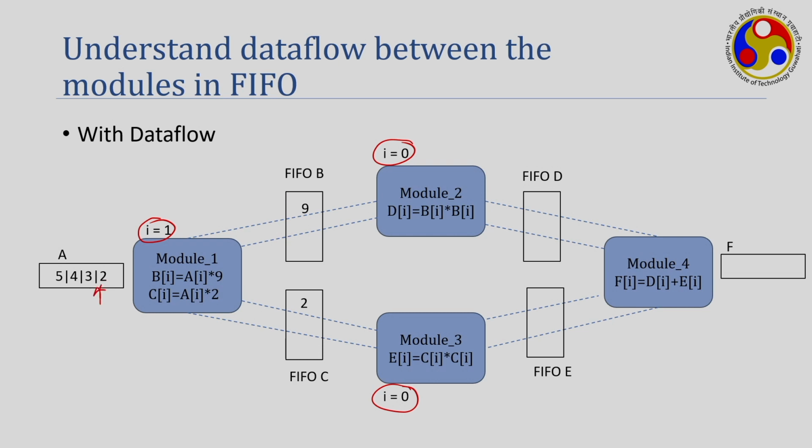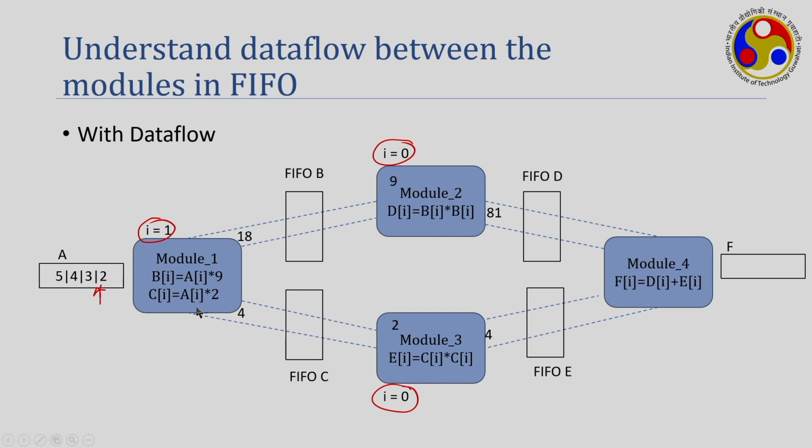So, you see what is happening here now by animation very closely. You can see here that 2 and 9 will be consumed by modules 1 and 3, and they will produce 9 into 9, 81, and 2 into 2 is 4. And similarly this module is now taking A1, which is 2, and will produce 9 into 2 is 18, and 2 into 2 is 4.